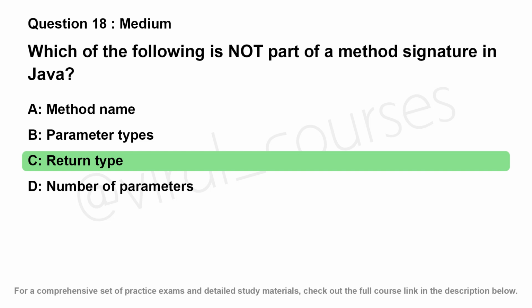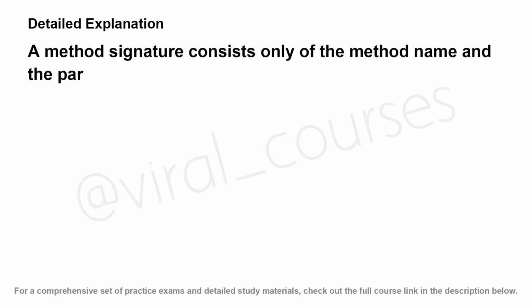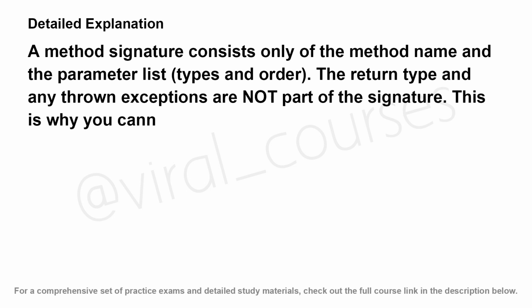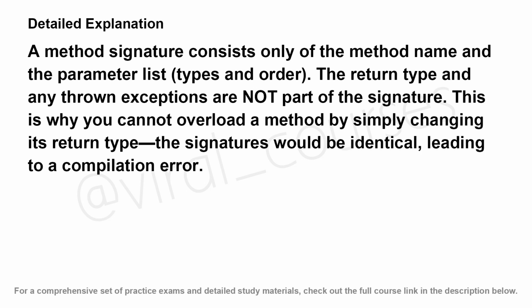The correct answer is C. A method signature consists only of the method name and the parameter list, types and order. The return type and any thrown exceptions are not part of the signature. This is why you cannot overload a method by simply changing its return type. The signatures would be identical, leading to a compilation error.